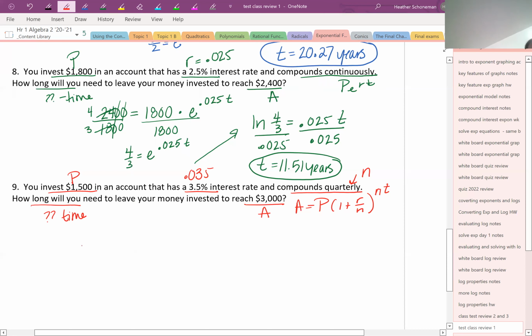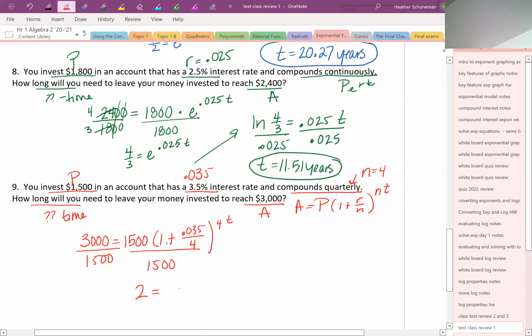So let's plug this in. So we're going to do 3,000 equals 1,500 times 1 plus our rate, 0.035, over the number of compounding periods, which is 4 because it's quarterly, raised to N, which is 4, times T, which is time. Okay, just like we did in the last ones, we're going to start by dividing by 1,500. So let's divide by 1,500. 3,000 divided by 1,500 is 2.